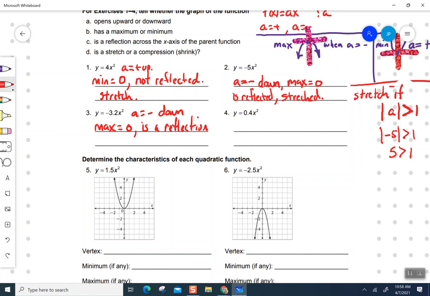Lastly, is it a compression? Well, if we were to come over here and repeat this little game and say the absolute value of -3.2, is it bigger than 1? Well, -3.2 would actually be 3.2, and this is a true statement, so since it's true, it is a stretch. Okay, you try question 4.